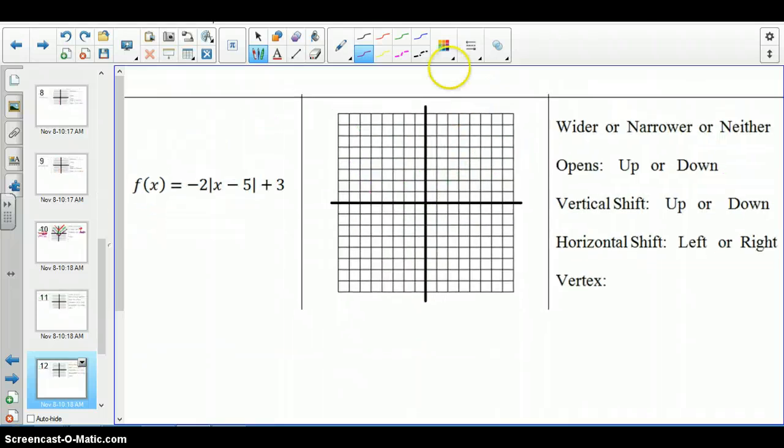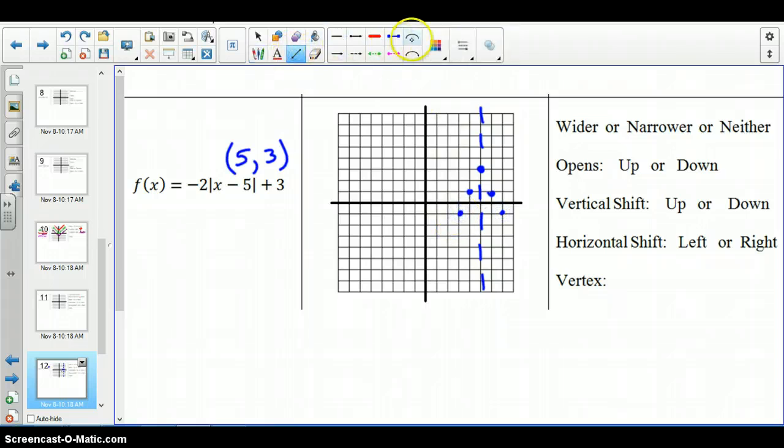Now we're going to throw everything together for this last one. So inside the absolute value, always start inside. So the x of your vertex is 5, the y of your vertex is 3. So plot that point, 5, 3. So that tells me I'm moving to the right 5 and up 3. I'm going to draw in my dashed line for my axis of symmetry. Now my slope is negative, so it's going to open down, and it's 2. So down 2 to the right one, and down 2 to the left one. And then you'll be able to answer all those questions.